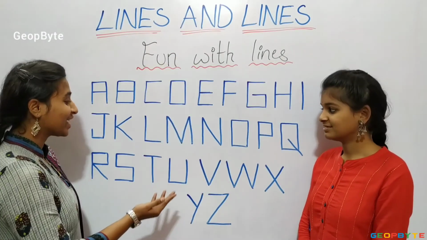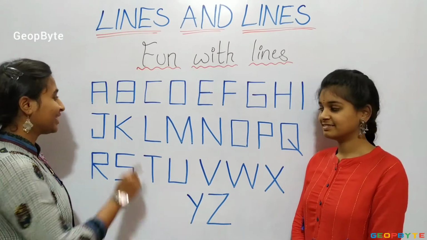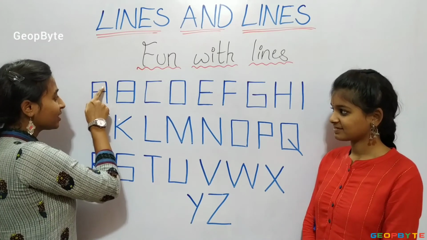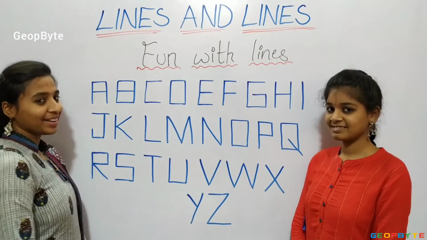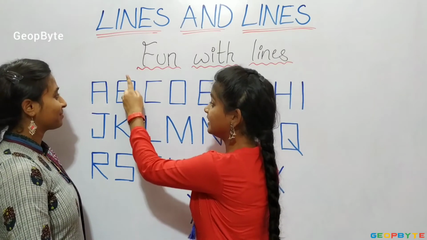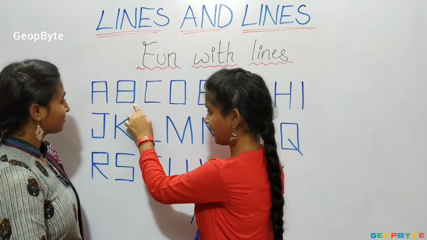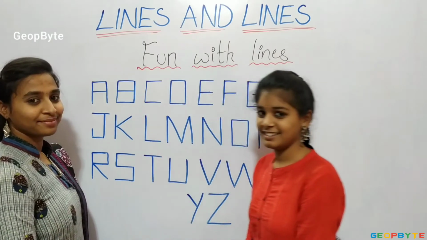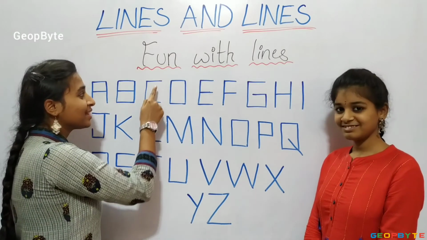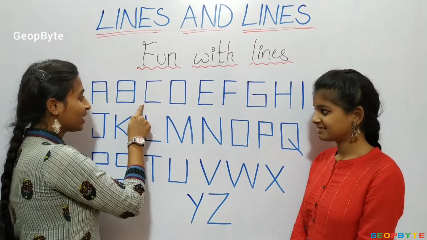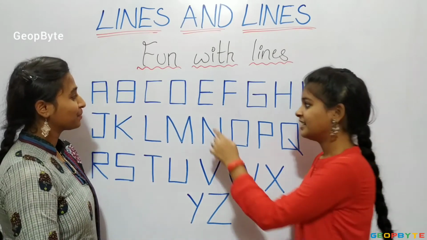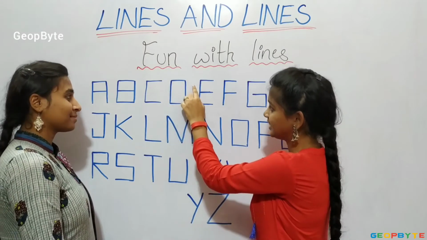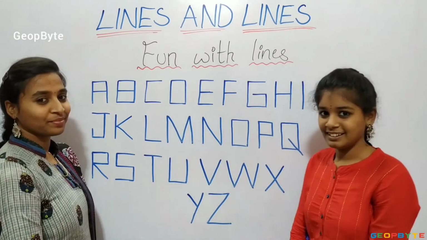Hey kids, we have alphabets here. A. Standing line, sleeping line, standing line, sleeping line. B. Standing line, sleeping line, standing line, sleeping line, sleeping line. C. Sleeping line, standing line, sleeping line. D. Standing line, sleeping line, standing line, sleeping line.